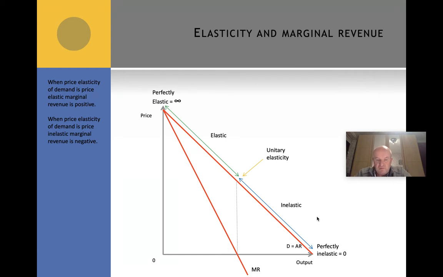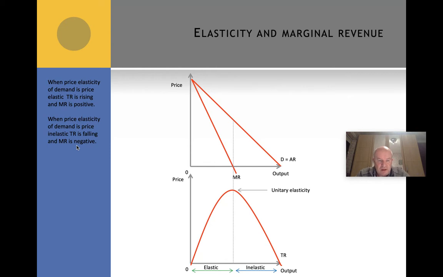When we bring marginal revenue into the debate, we've got a scenario where price elasticity of demand is price elastic when marginal revenue is positive. But as we get to a point where demand is price inelastic, marginal revenue is going to start to become negative. The reason is that marginal revenue is the amount we receive for that extra unit we sell. As we get further down towards price inelasticity, the difference in demand for a change in price is going to be significantly less.